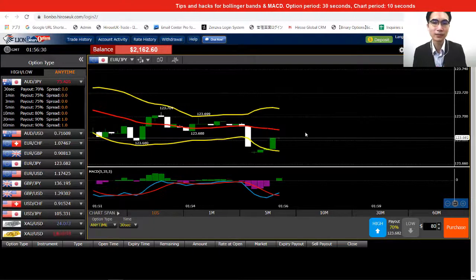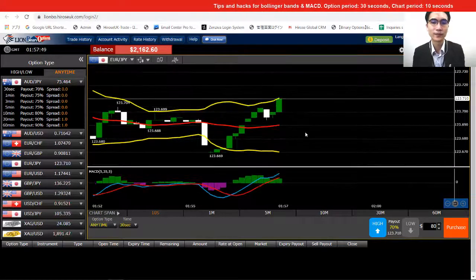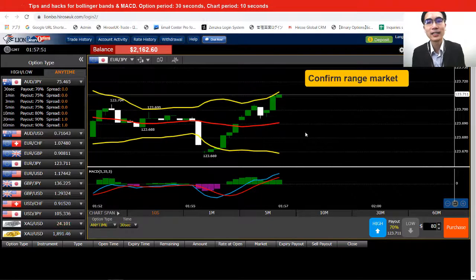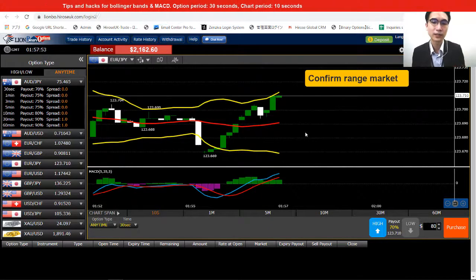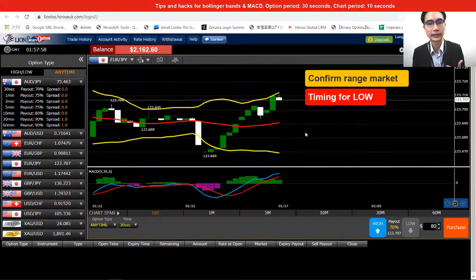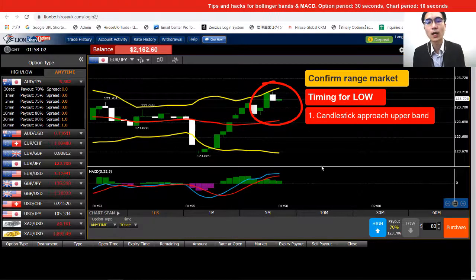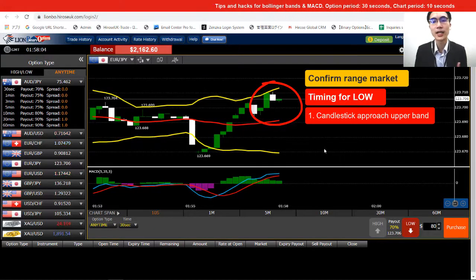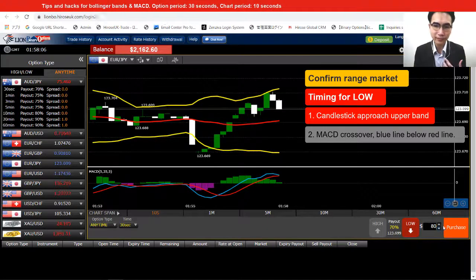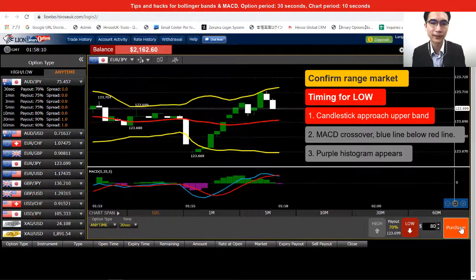Okay, so I'm just browsing a little bit here, just waiting for a bit to see. Okay, so now again, of course, the market is in a range market, and the candlestick has engaged with the upper band, and all I'm waiting for here is for the MACD to cross over and then give me a bearish indication for me to open a position.